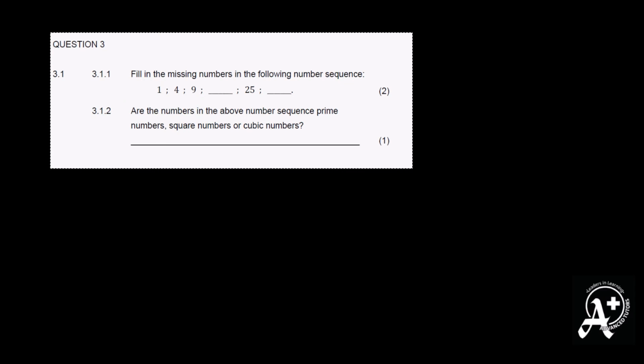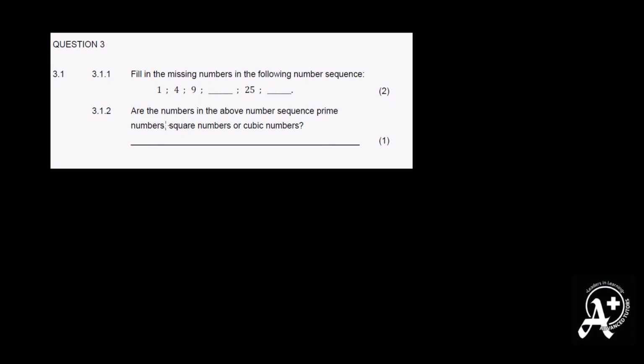In question 3.1.1, they ask us to fill in the missing numbers in the following number sequence. Now, they give us 1, 4, 9, blank, 25, and blank again. So there's actually more than one way in which we can determine what the missing numbers are, but I'm only going to show you the one way in which I believe they wanted you to see it. And problem 3.1.2 actually alludes to that.